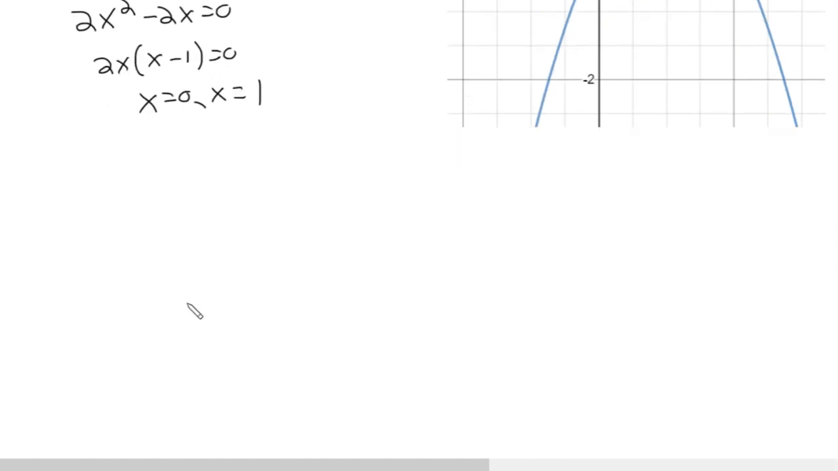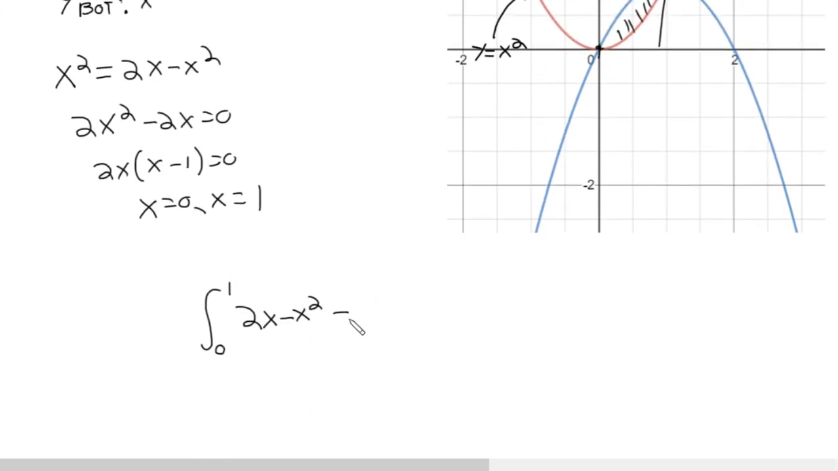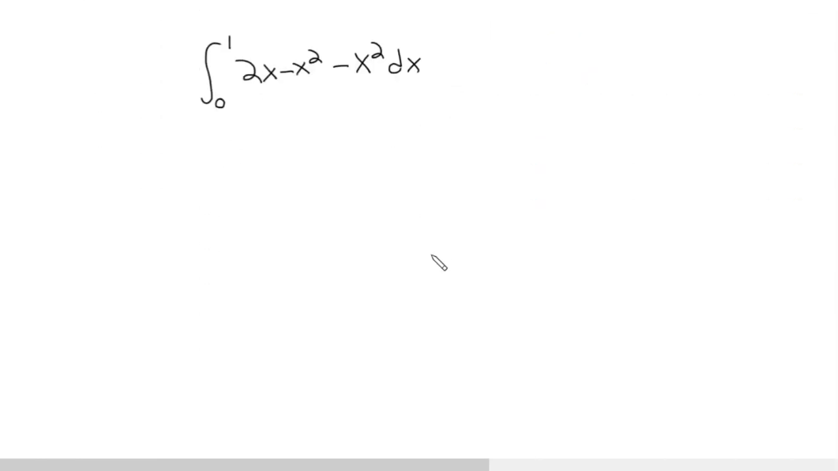So okay, remember what the formula was. We're working with 0 to 1, and remember it's y top minus y bottom. So y top is 2x minus x squared, minus y bottom. And y bottom is simply x squared, like we established earlier. And again, our limits of integration are from 0 to 1. Okay, and now all I simply have to do is evaluate this integral. So I get 2x minus 2x squared, and I just have to solve this.